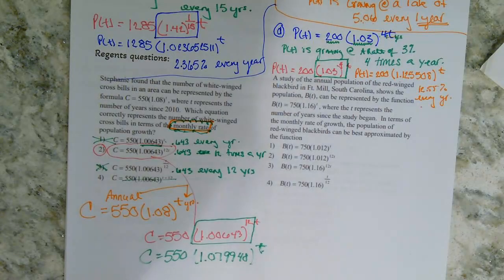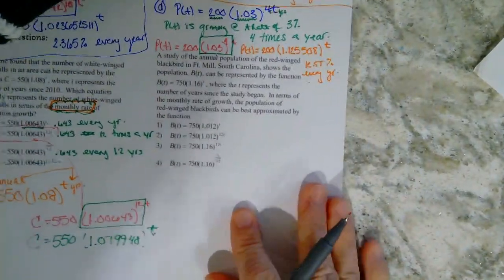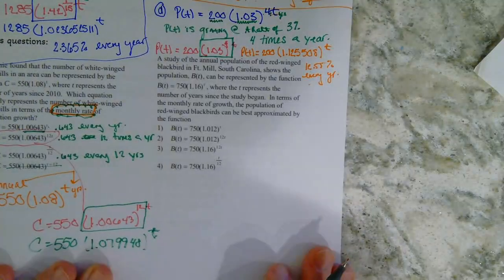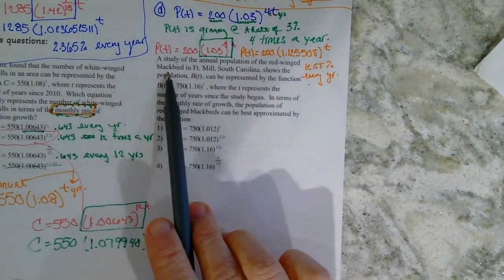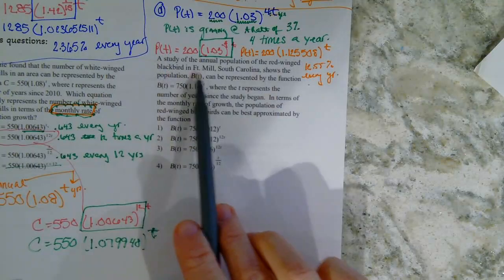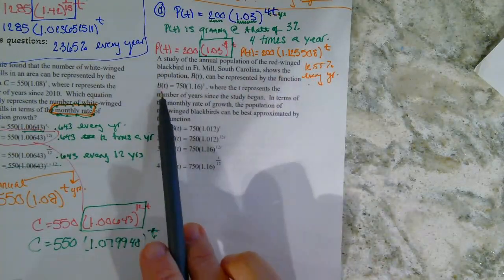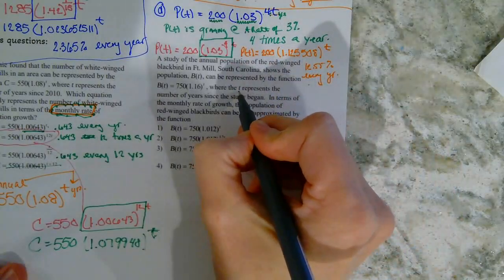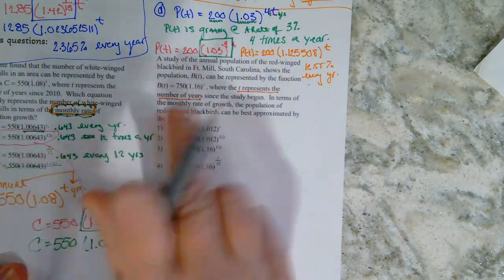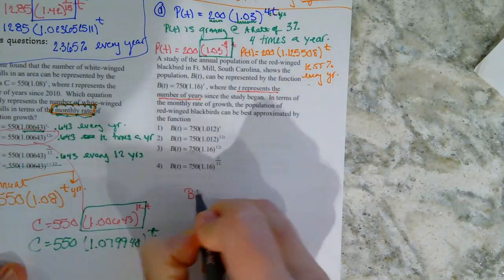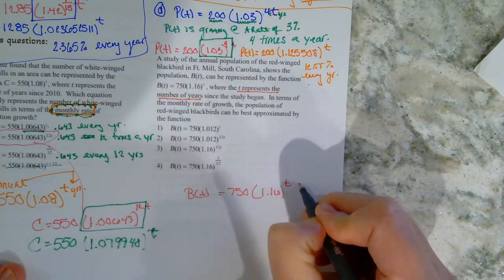Okay. All right, let's try another one again. I picked 2 really similar ones. I apologize for that. I'll get to a little more diverse questions over the next few days. A study of the animal population of the red-winged blackbird, they really like their birds here, in Fort Mill, South Carolina, shows the population B of t can be represented by this function, where t, here's the important part, t represents the number of years since the study began. So this equation is in years. So again, I'm just going to jot that down. T years.